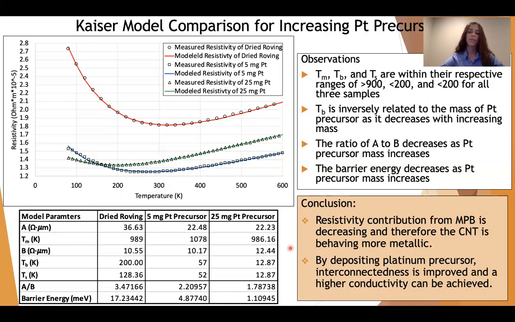And lastly, by depositing platinum precursor through CVD, it has been shown that interconnectedness has been improved. This is shown by the fact that the barrier energy is decreasing as platinum precursor is added. This gives rise to the possibility for conductors with a higher conductivity to be created.